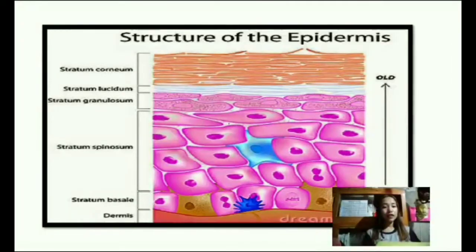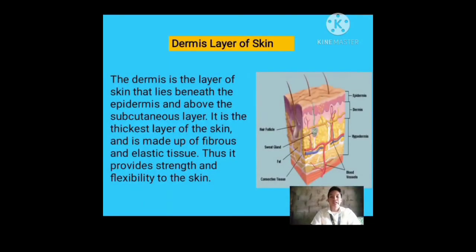Next is the stratum spinosum. This is a layer of epidermis found between the stratum granulosum and the stratum basale, na sanhi ng pag-urong ng mga microfilament sa pagitan ng mga desmosome. And the last is the stratum basale. This is the deepest layer of the five layers of the epidermis and the external covering of the skin in mammals. So let us move to the dermis layer of the skin.